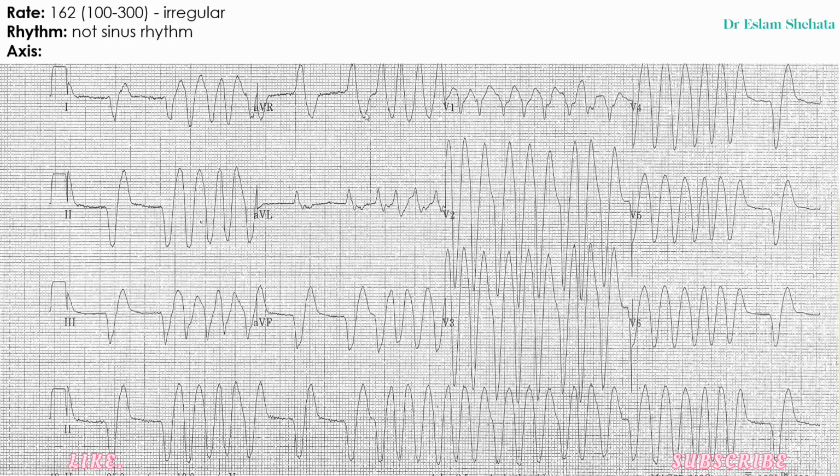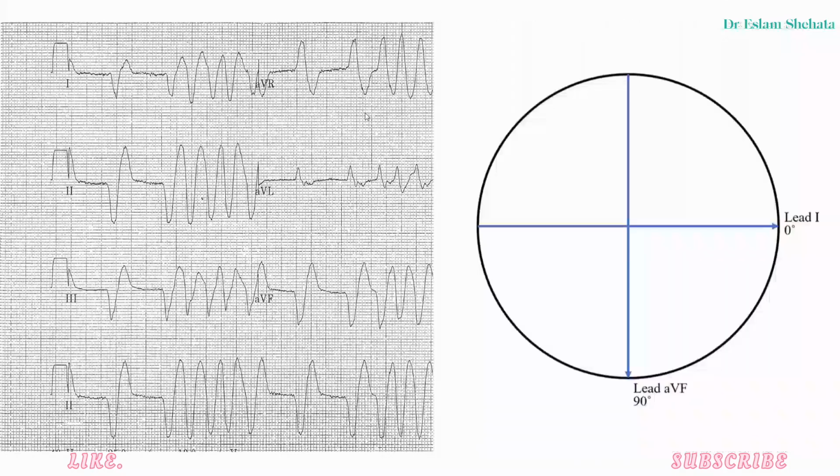Not sinus rhythm. Alright, now it's a wide complex tachycardia, and whenever you see one of these in a patient who's deteriorating, you just have to assume it's ventricular tachycardia, but I will go through the rest of the steps just for formality's sake, and there is some use to these things. So, axis. What's the axis?